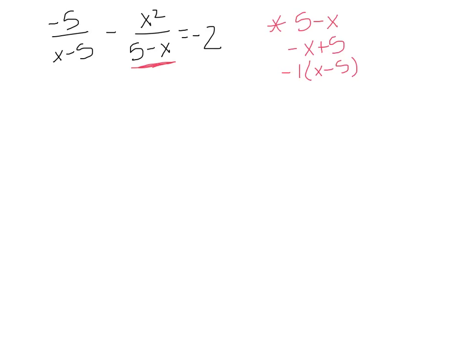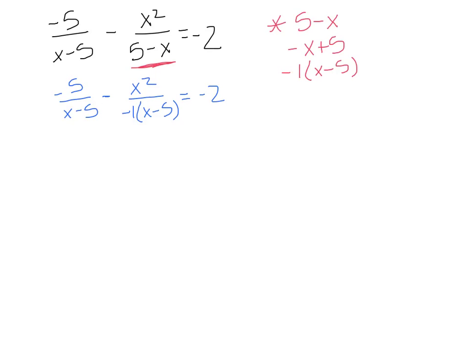So now my new problem is actually negative 5 over x minus 5 minus x squared over negative 1 times x minus 5 equals negative 2. I'm going to do one last little trick here before I start to think about domain restrictions and all that good stuff.